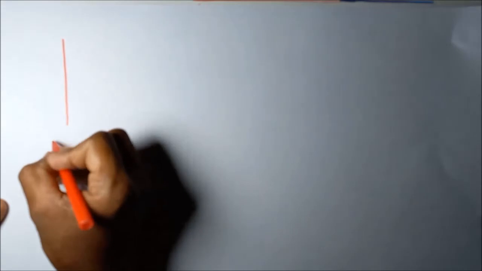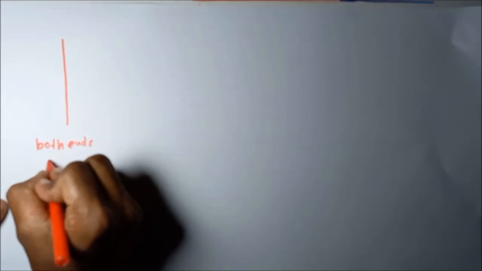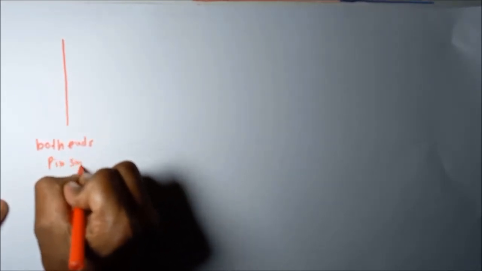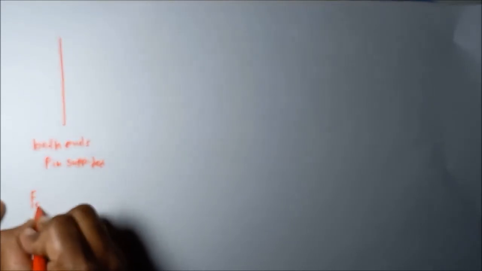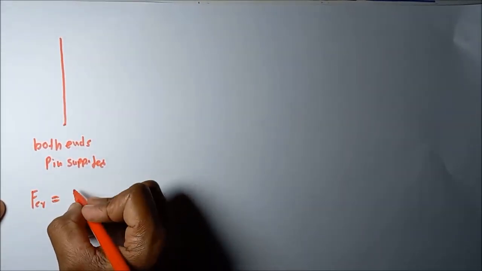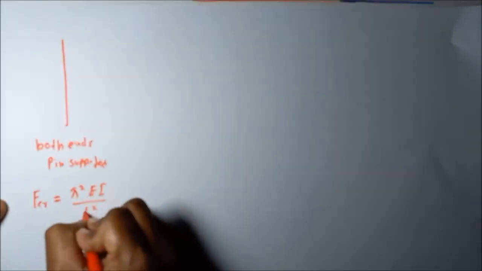Here we consider both ends pin supported situation. Let's take the first one, both ends pin supported. In this situation, what is the equation we obtained? Already we obtained this one. The critical buckling load is equal to pi square EI divided by L square.